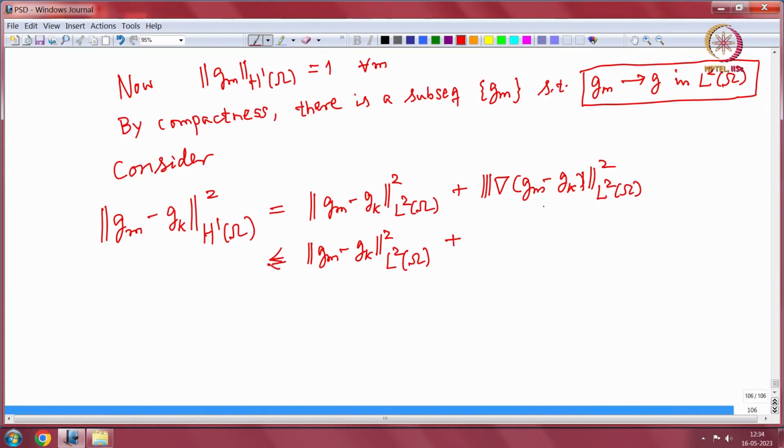And this one, in fact, I will use less than or equal to. Plus there are two terms. So, just we get the norm of del Gm squared plus del Gk squared, by the triangle inequality. So, this one I just again keep as it is.